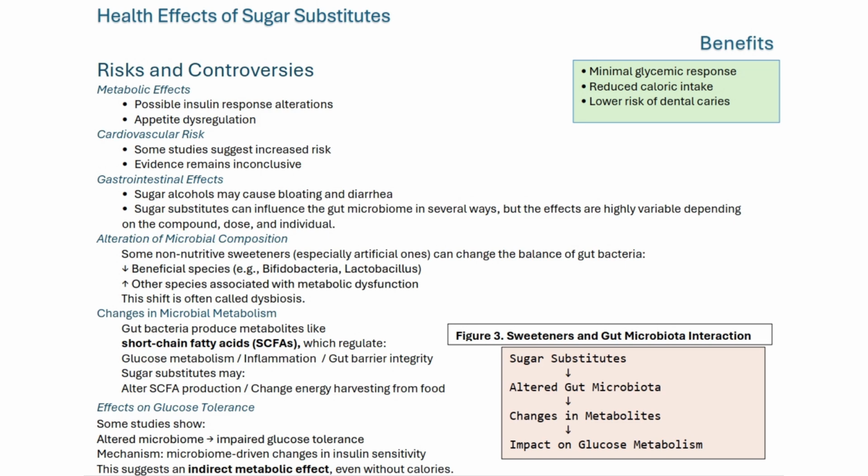The influence of sugar substitutes on the gut microbiome is variable, depending on the specific compound, dosage, and individual responses. Certain non-nutritive sweeteners, particularly artificial ones, have been shown to disrupt the balance of gut bacteria, leading to a decrease in beneficial species such as bifidobacteria and lactobacillus, while promoting species linked to metabolic dysfunction, a condition referred to as dysbiosis. This alteration in microbial composition can affect the production of metabolites like short-chain fatty acids, SCFAs, which play crucial roles in regulating glucose metabolism, inflammation, and gut barrier integrity.